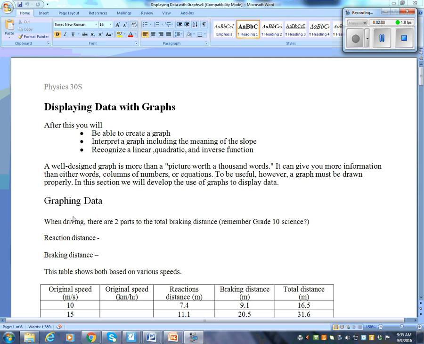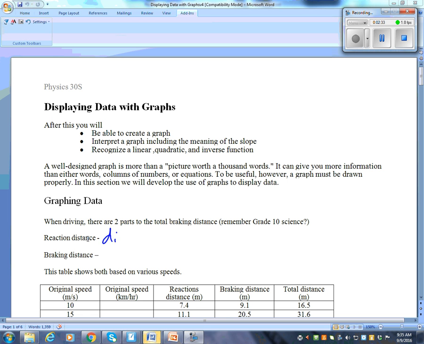Good for me. Okay. So when driving, there are two parts to the total braking distance: reaction distance and braking distance. So what is the reaction distance? Do you remember that from grade 10? It's a distance column. It's reaction distance. To write this in a proper sentence, it would be the distance, right?